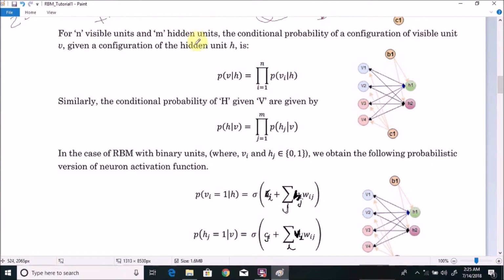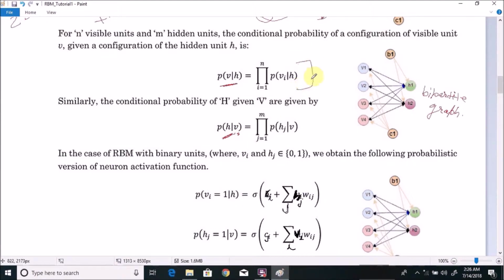Now, as I stated earlier, in a restricted Boltzmann machine there are no connections between two visible units or two hidden units. In other words, we can say that an RBM has the shape of a bipartite graph with no intra-layer connection. Visible unit activations are mutually independent given hidden unit activations, and similarly hidden unit activations are mutually independent given visible units.